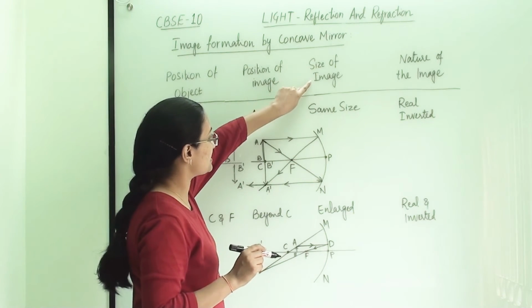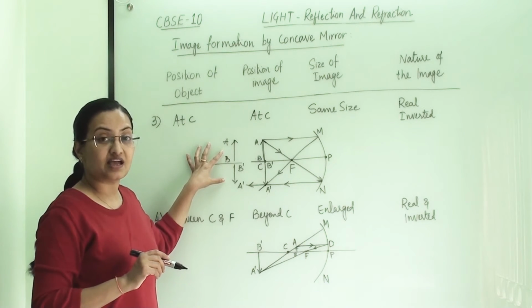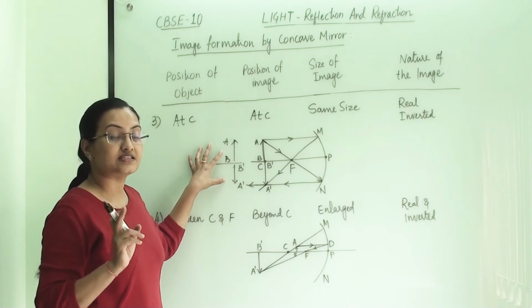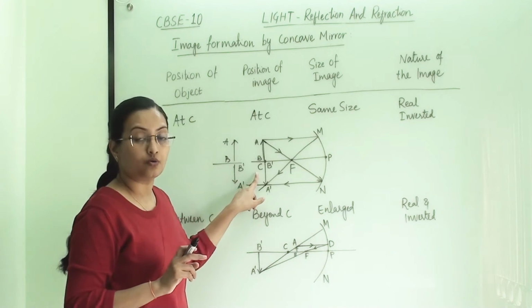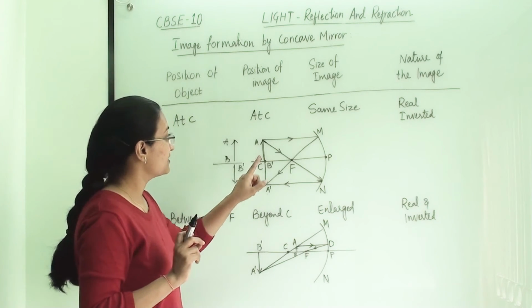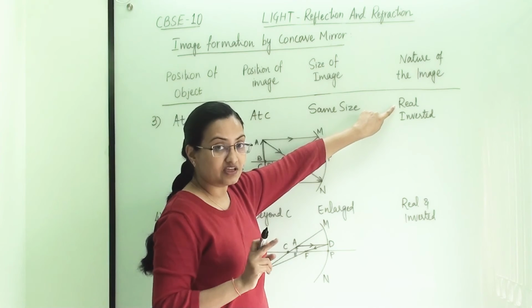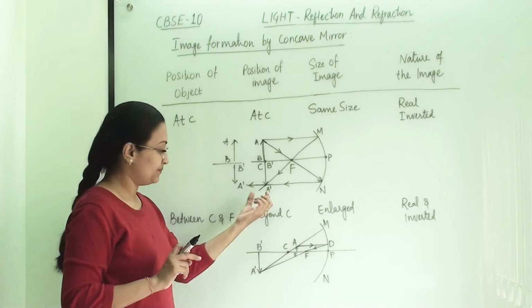Now what will be the size of the image? They both will be the same. It will be the same size as the object. The size of the object and the size of the image will be the same when we are keeping the object at point C. Then what will be the nature of the image? It will be real and inverted.